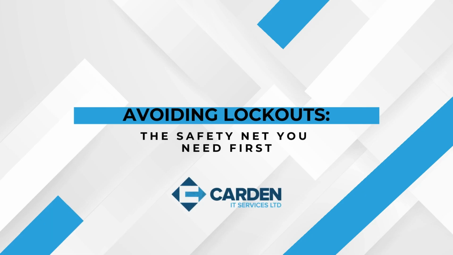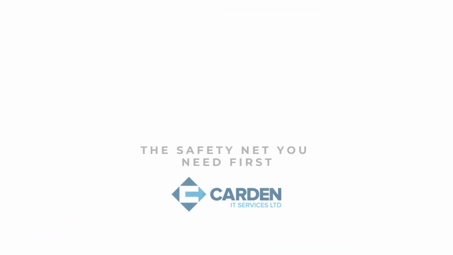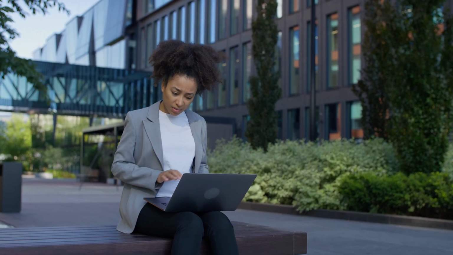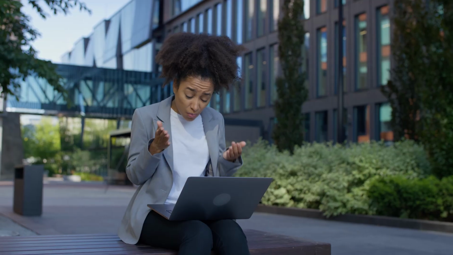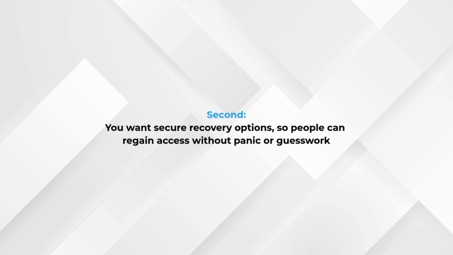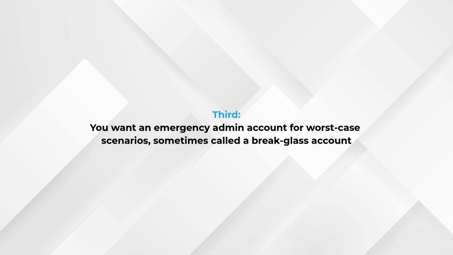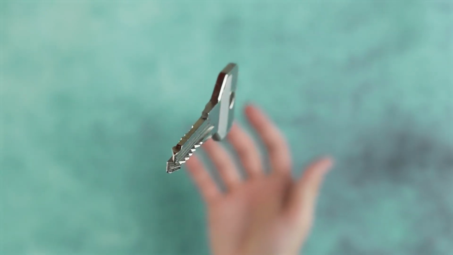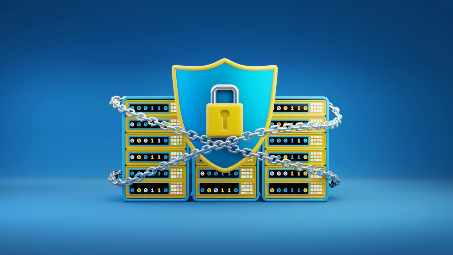Avoiding lockouts, the safety net you need first. Before you go passwordless, ask one simple question. What happens if the device is gone? You want a safety net that covers 3 areas. First, you want trusted devices, which usually means some form of device management. Second, you want secure recovery options, so people can regain access without panic or guesswork. Third, you want an emergency admin account for worst-case scenarios, sometimes called a break glass account. Think of it like keeping a spare key, not under the doormat and not stuck to a monitor, stored safely and only used when it's genuinely needed.